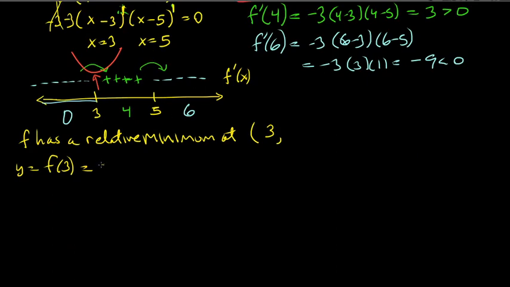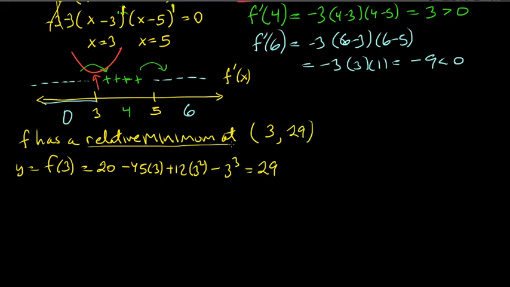So what is that going to be? That's going to be 20 minus 45 times 3 plus 12 times 3 squared minus 3 cubed. I get 29. I hope that's right. So that's the y-coordinate, and that's your relative minimum point.